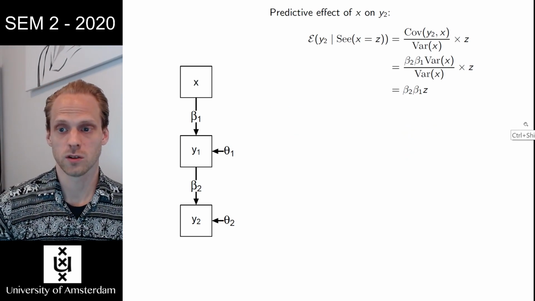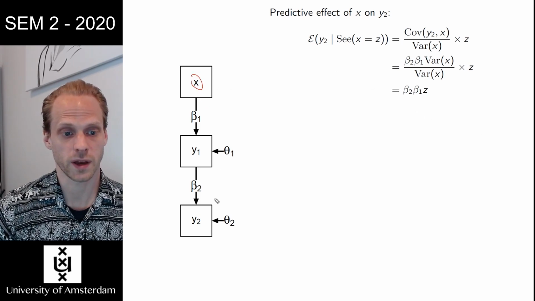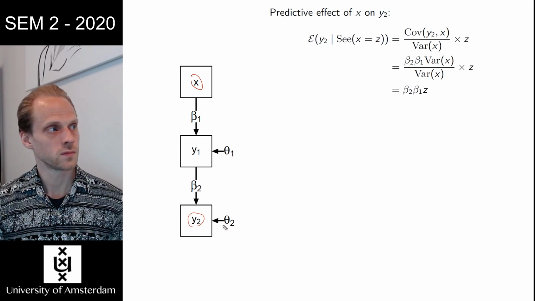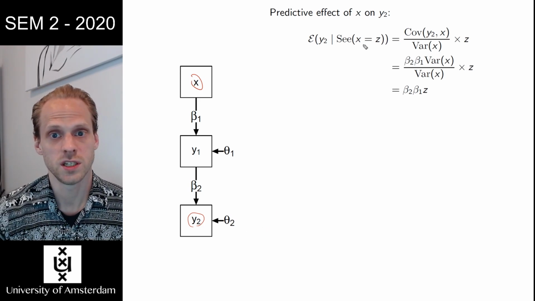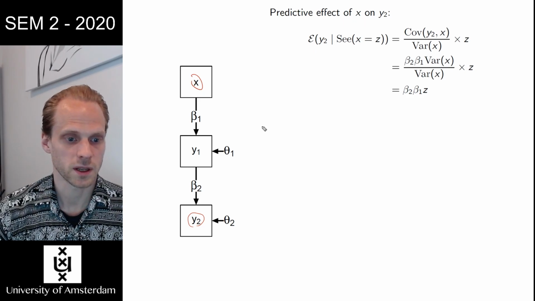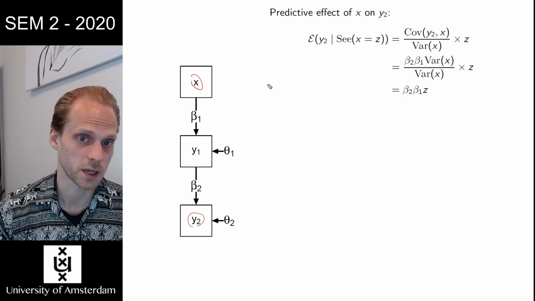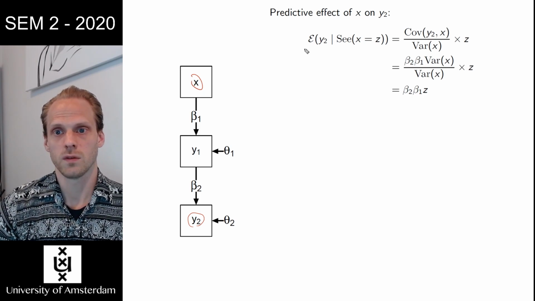So let's look at the predictive effect of x on y2. So the predictive effect of x on y2. So let's say we see that x takes some certain value. What is then the expected value of y2, right? So normally the expected value of y2 is 0 because we assume it's centered. So what's the expected value now? And then we can compute that.